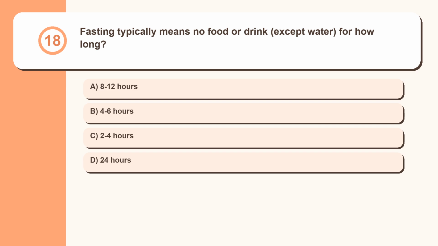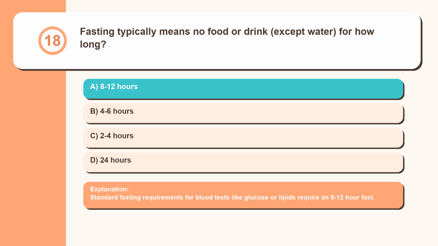Question 18. Fasting typically means no food or drink, except water, for how long? 8 to 12 hours, 4 to 6 hours, 2 to 4 hours, 24 hours. Standard fasting requirements for blood tests like glucose or lipids require an 8 to 12-hour fast.